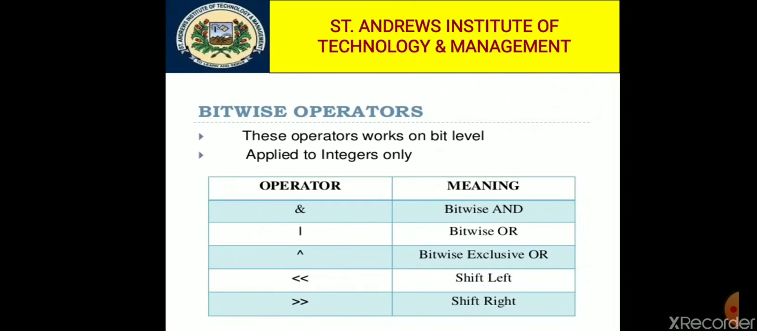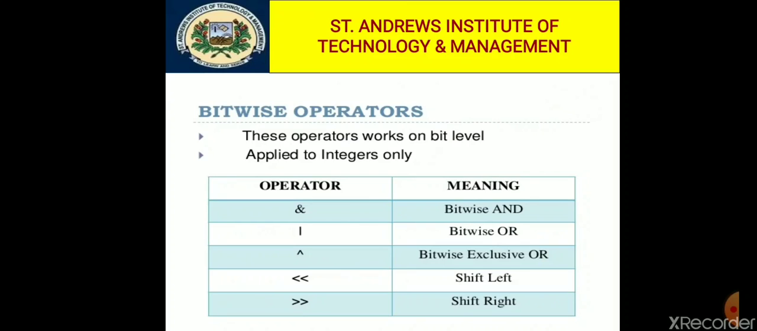The next one is bitwise operator. Bitwise operators are used to perform operations at binary level, that means bitwise. In other words, we can say that bitwise operators work on bit level. These operators are used for testing the bits or shifting them right or left.